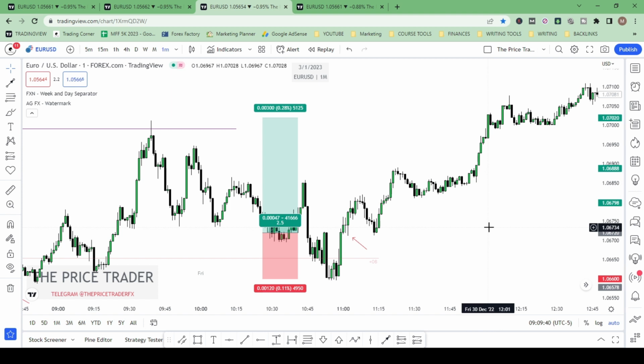Guys, go back and backtest. This is a very powerful strategy. If you're into scalping, it will be a very nice strategy to add to your basket.